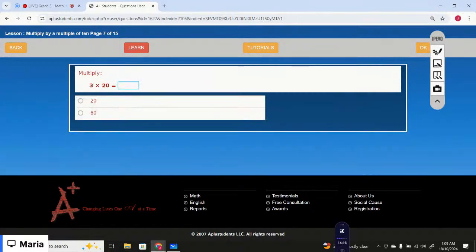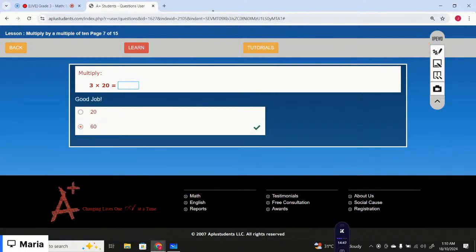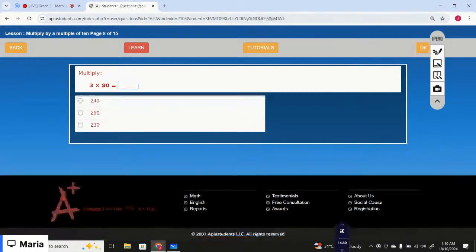3 times 20, which is the correct option? 3 times 20 is 3 times 2 is 6. You need to add the 0. So yes, that makes it 60. The correct option is 60. Very good. The next one is 3 times 80. So which is the correct option?